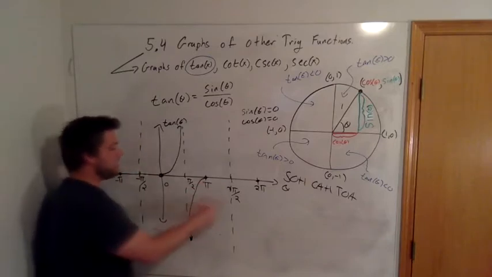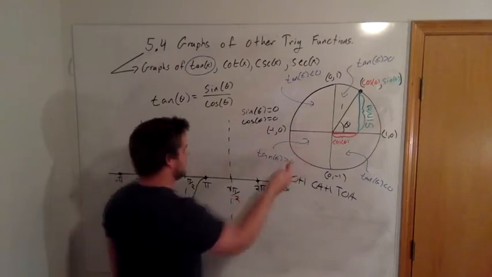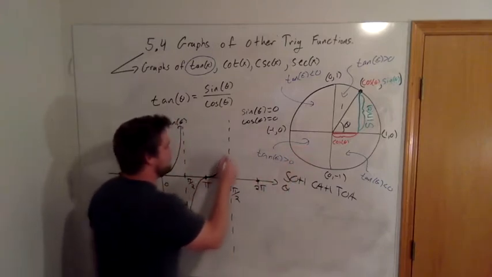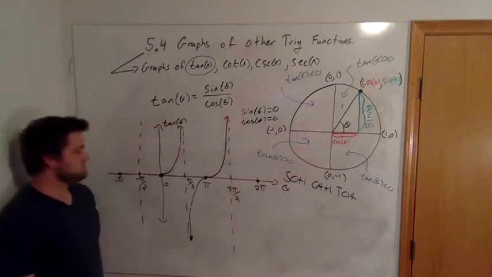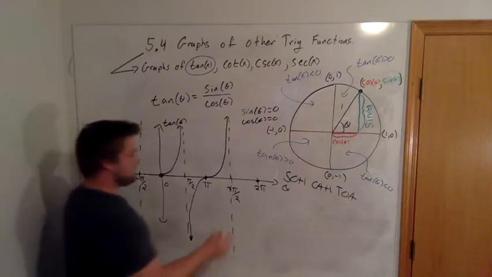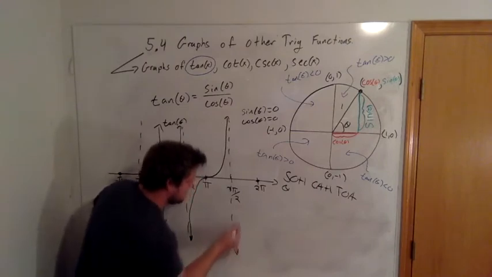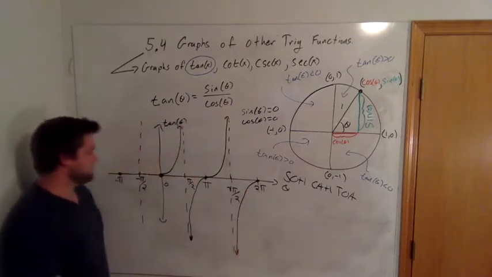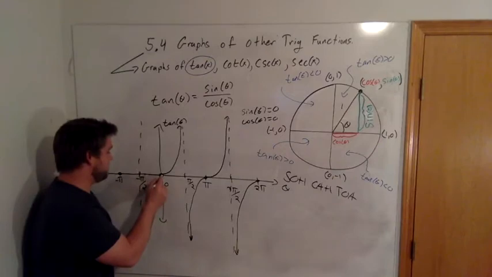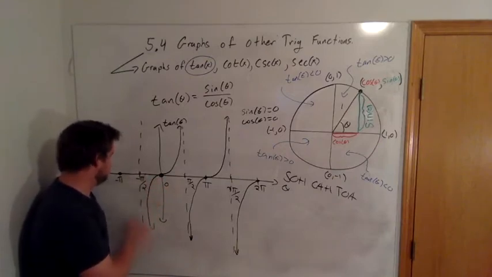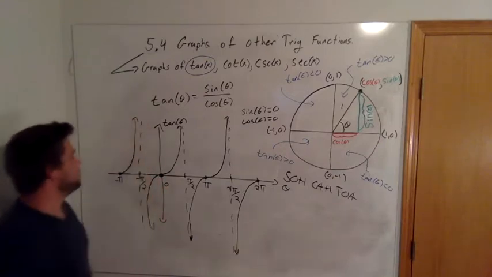Okay. Between pi and 3 pi over 2, that's the third quadrant, tangent is positive. So we'll get this. And similarly, this would be the fourth quadrant, tangent is negative. So we're going to have something that looks like this. And the graph is going to repeat itself, so on and so forth.